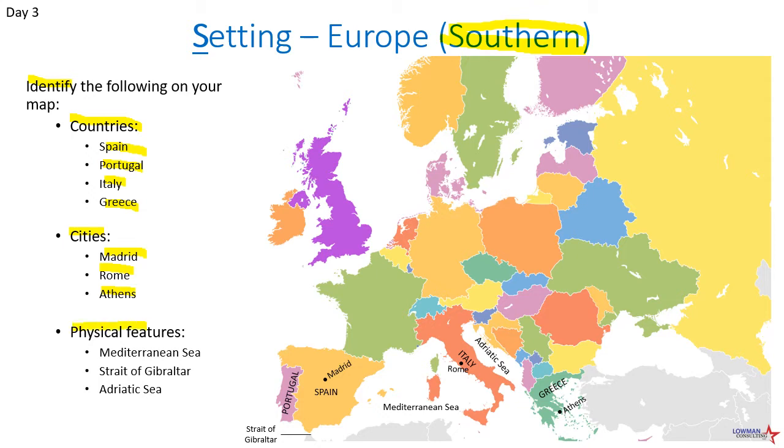The physical features you need to know are the Mediterranean Sea, the Strait of Gibraltar, can't really say that word, and the Adriatic Sea. Again, we're going to draw ourselves a map like it is here so that we'll know where these places are. So you go ahead and draw yourself a little map over to the side of your notes so that you'll know exactly where these places are labeled, and know what these cities and countries are in the southern part of Europe. We're going to move on.